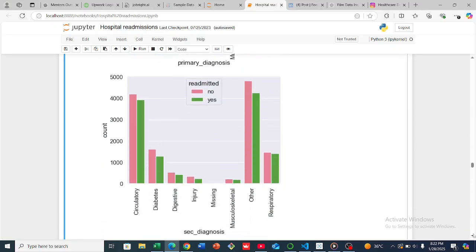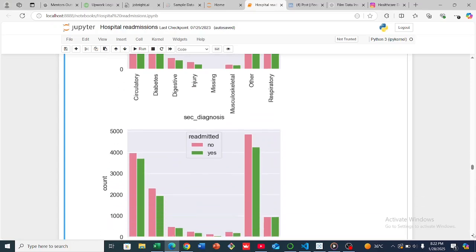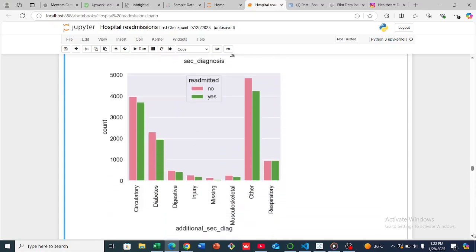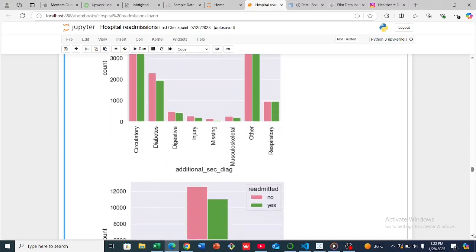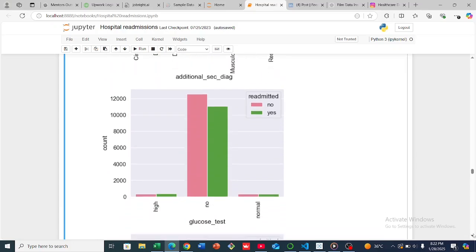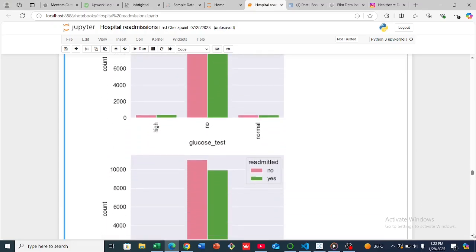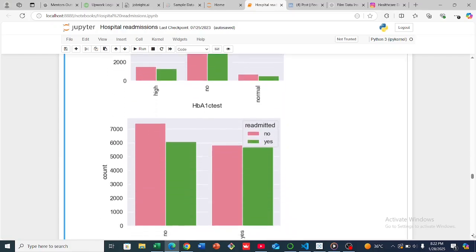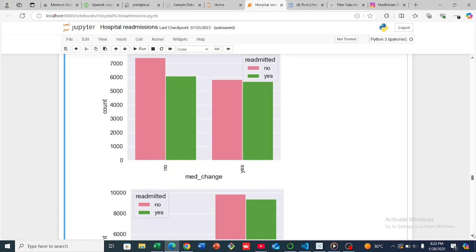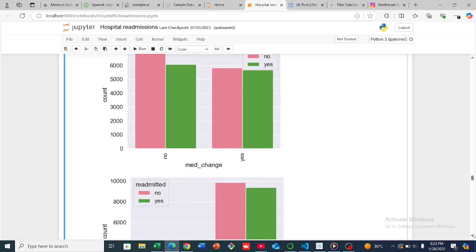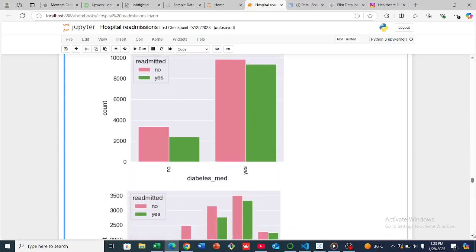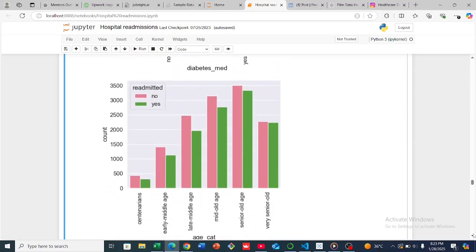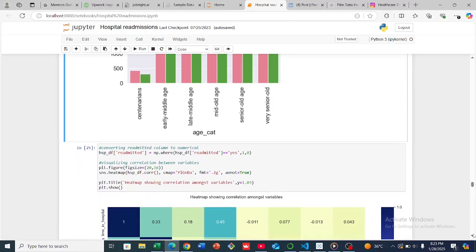You can also look at our secondary diagnosis and our additional secondary diagnosis, right? So we also looked at glucose test, HbA1c test, and also med change. So you can go through this data set and get more analysis from this graph.